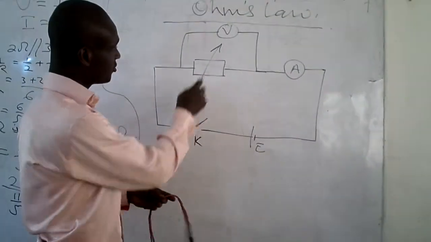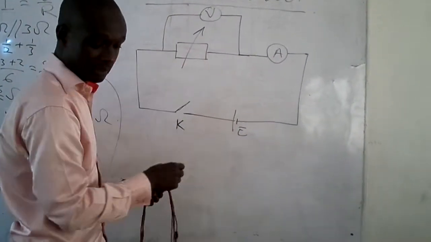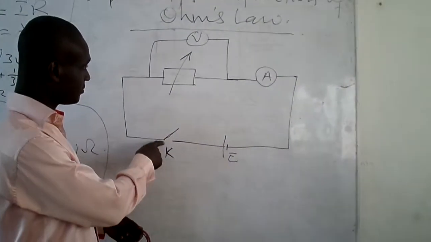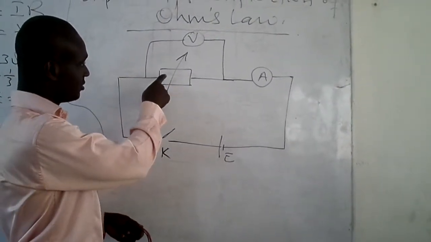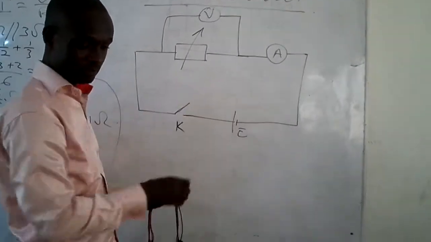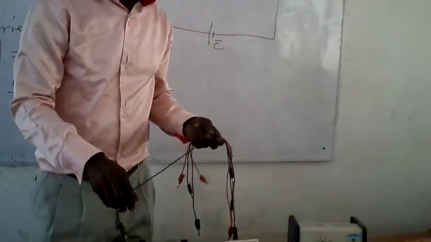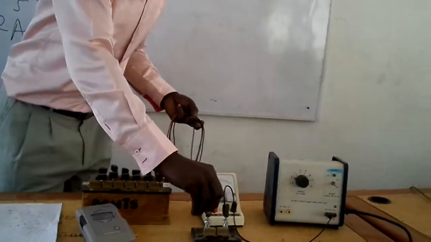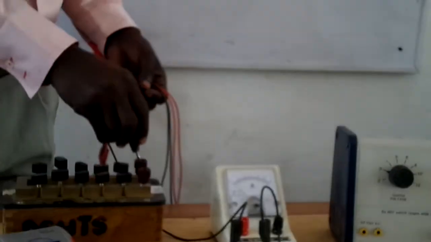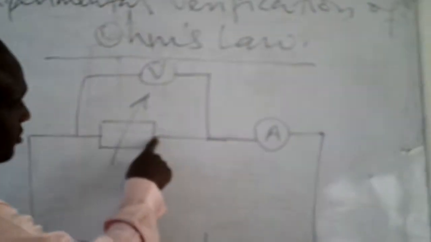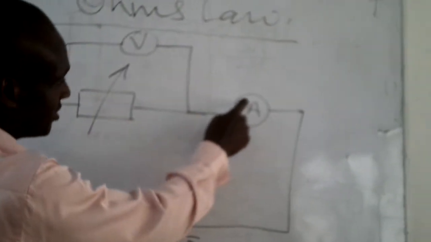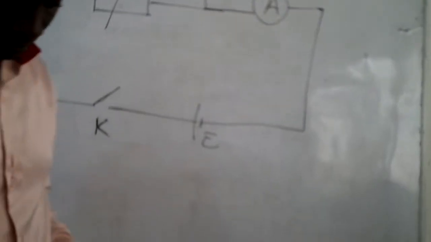Then from the key to the standard resistance box. Key, then it moves on to the resistance box. From the key to the resistance box. Then from the resistance box, let's connect this one first to the ammeter. So from the resistance box to the ammeter.